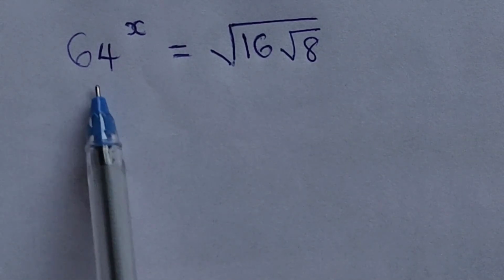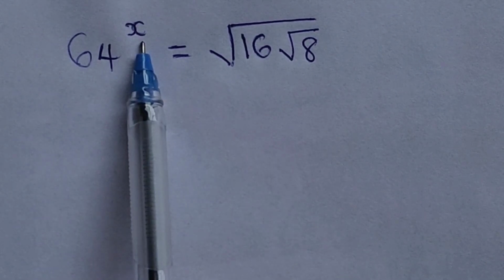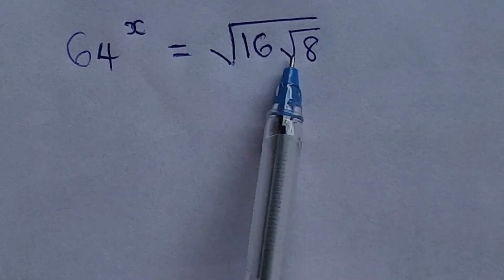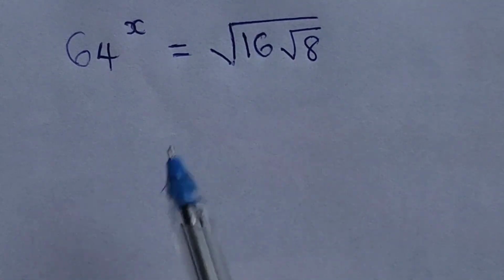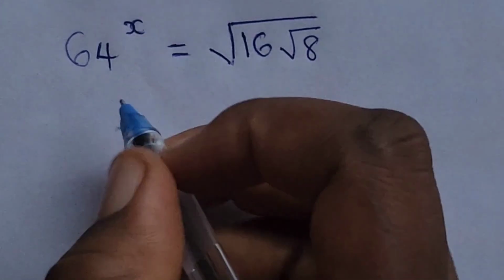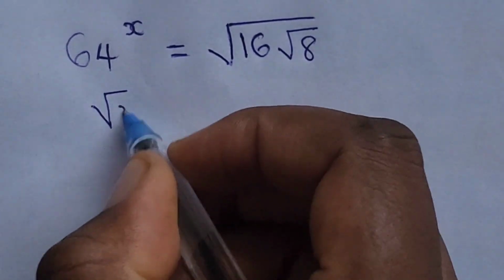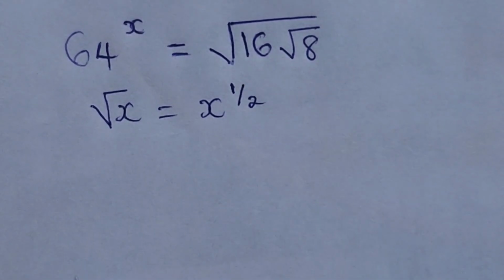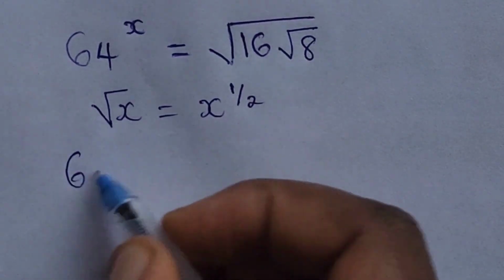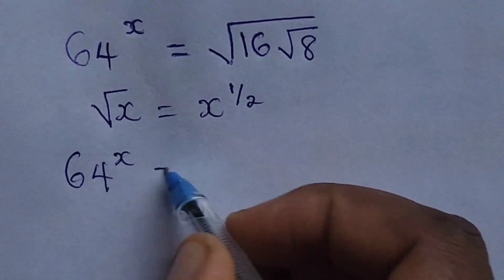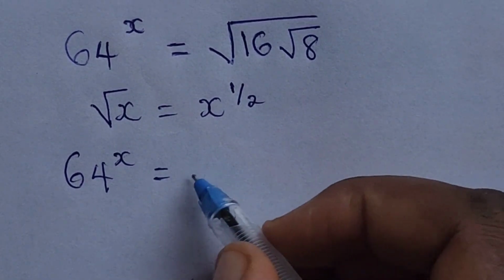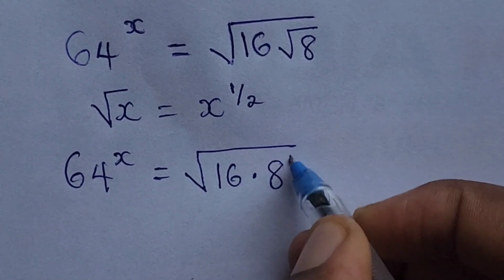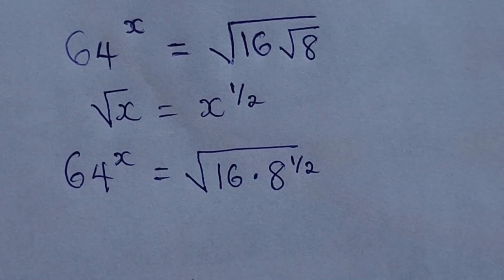So today we want to resolve this. We have 64 to the power of x equal to the square root of 16 root 8. For us to resolve this, let's recall that when we have root x, this is equal to x to the power of 1 over 2. So we have 64 to the power of x equal to the square root of 16 times 8, to the power of 1 over 2.